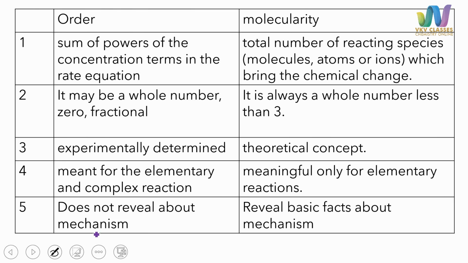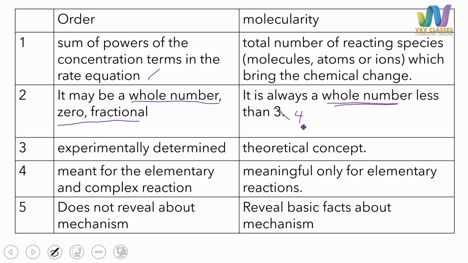Difference between order and molecularity. The first point will always be writing the definition of the concerned things. Order is the sum of the powers of the concentration terms in the rate equation, while molecularity is the total number of reacting species which brings the chemical change. Second difference is order may be a whole number, 0 or a fraction, but molecularity is always a whole number less than 4. Only 3 values are possible for molecularity usually, 1, 2 and 3.